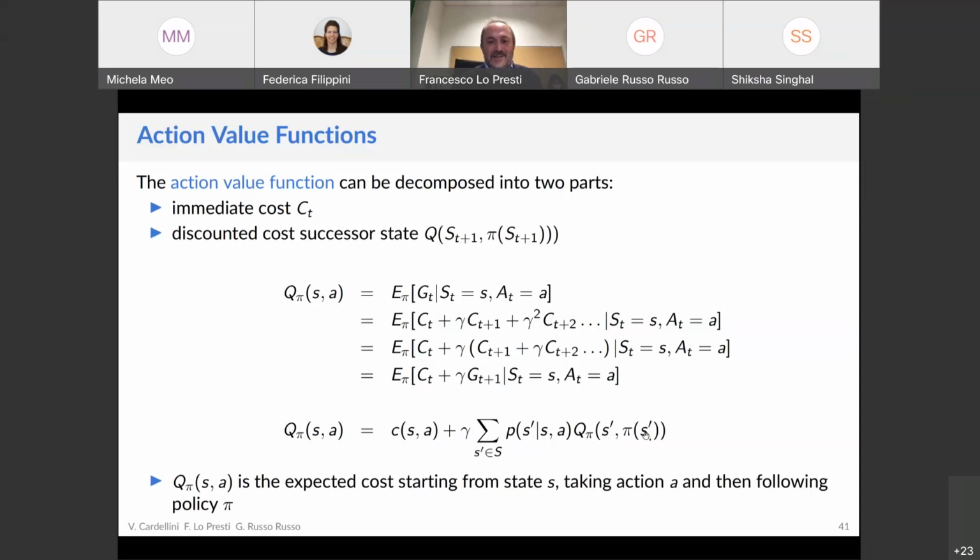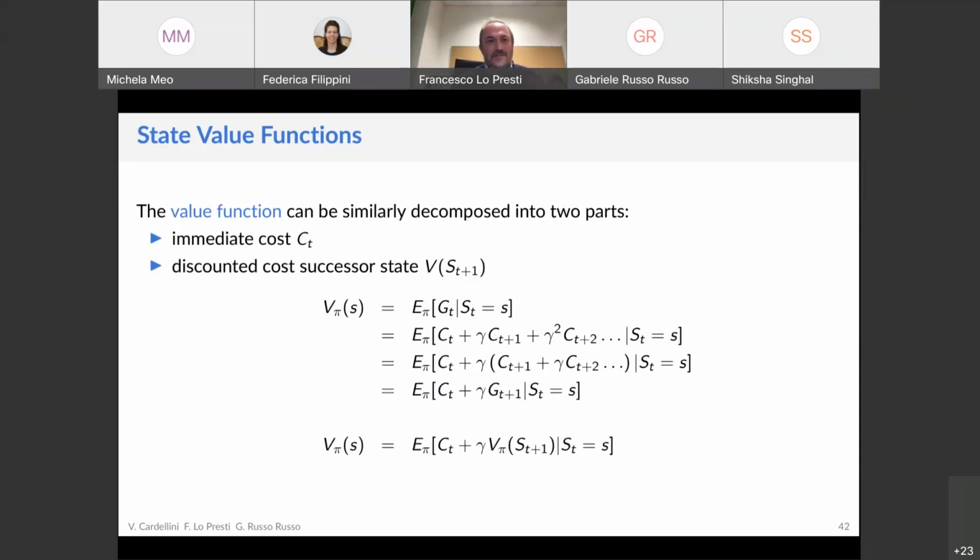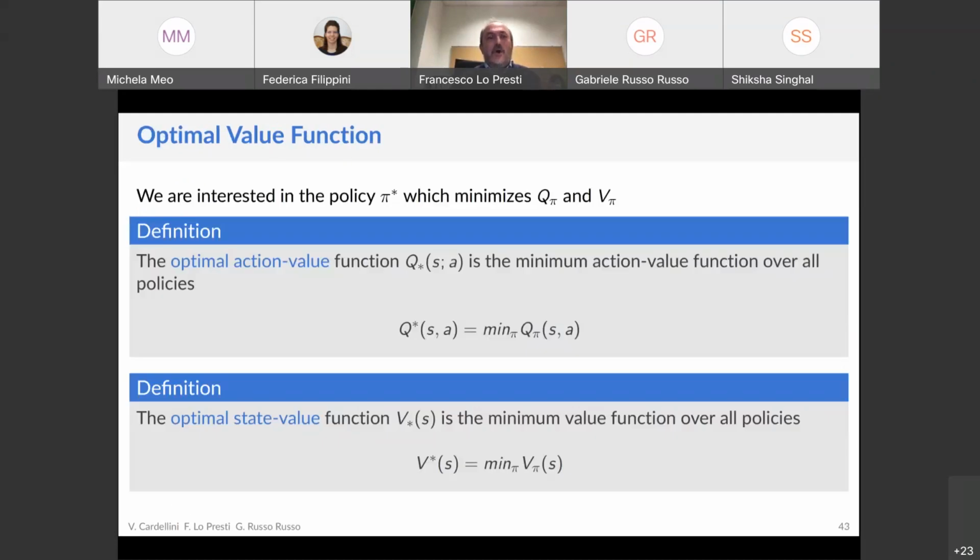So this gives us this nice recurrence equation. I can do the same with the value function, so I just write down the equation for your convenience, but it follows the same argument. Now, why do I care about this? Because we are not interested in a generic policy, which can be interesting by itself. We are interested in the optimal policy. So I want to find the policy which, in our setting, minimizes the Q function and the value function. So it is the minimum over all the possible policies, and the value function equally.